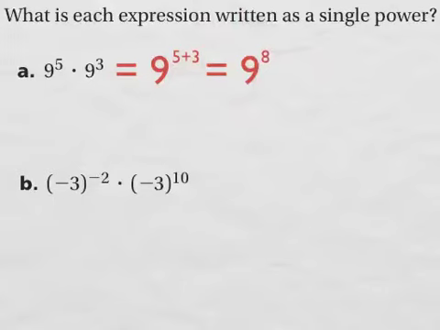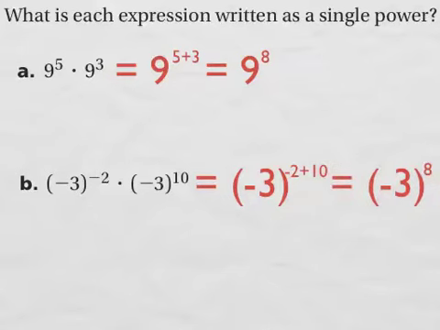The next example, we have negative 3 in parentheses to the negative 2nd power times negative 3 in parentheses again to the 10th power. Because there are parentheses around my negative 3, the base, I need to keep the parentheses around negative 3, and then I need to add negative 2 plus 10. Well, negative 2 plus 10 is a positive 8, so we would have negative 3 in parentheses, to the 8th power. Make sure you keep the parentheses because they are in our original problem.